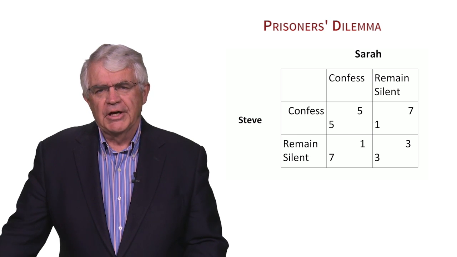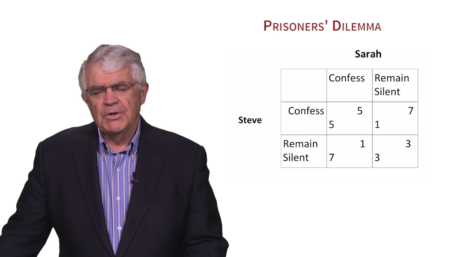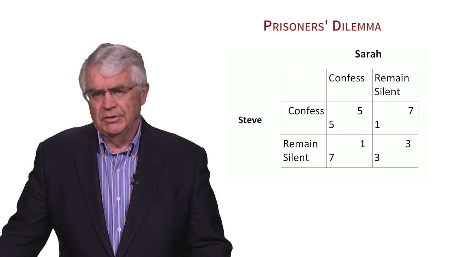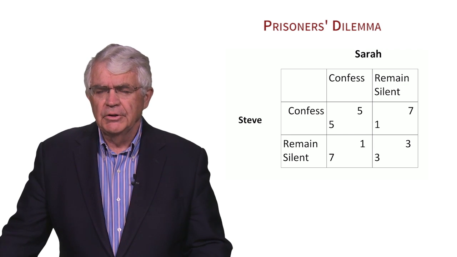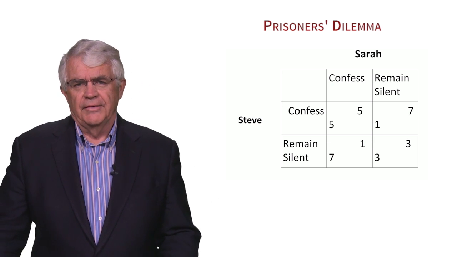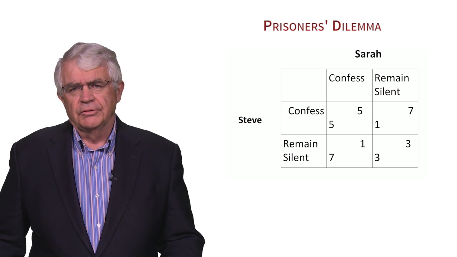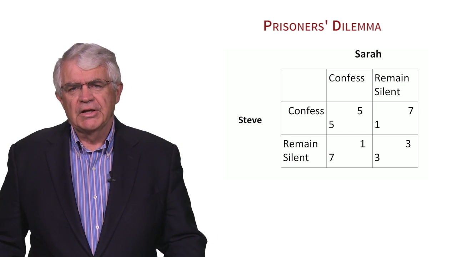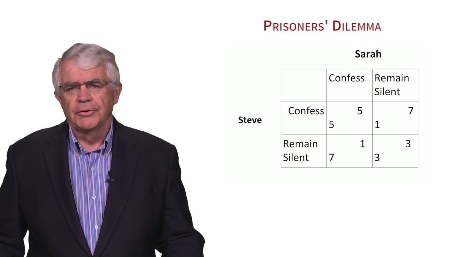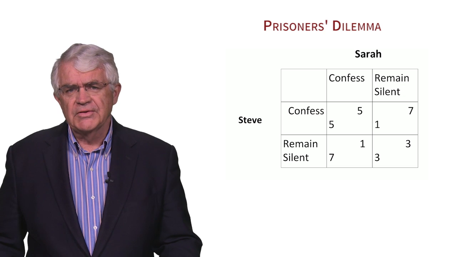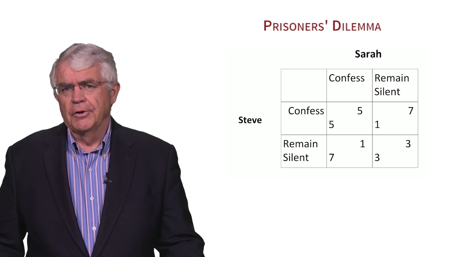We know they committed the crime. In fact, the police and the courts have evidence that they committed a crime. It was a relatively small crime compared to the crime that they actually committed. And for this more serious crime, the police and the courts do not have sufficient evidence. Sarah and Steve have now been arrested. They're in jail, and they can be sent up the river for the less serious crime. Or, depending on whether one of them confesses or not to the more serious crime, they can be sent up the river for a longer period.